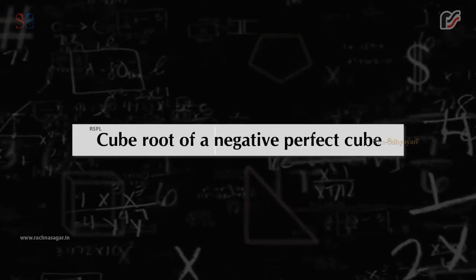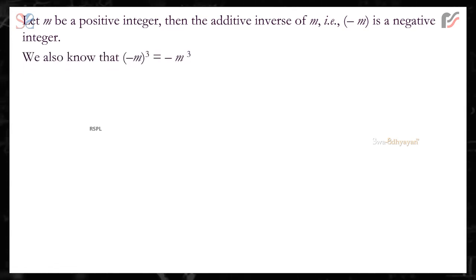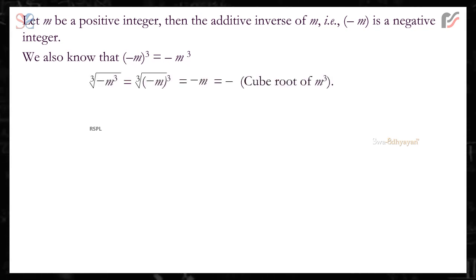Cube root of a negative perfect cube. Let m be a positive integer, then the additive inverse of m, that is -m, is a negative integer. We also know that (-m) whole cube is equal to -m cube. Cube root of -m cube is equal to cube root of (-m) whole cube, which is equal to -m, which is equal to minus cube root of m cube.